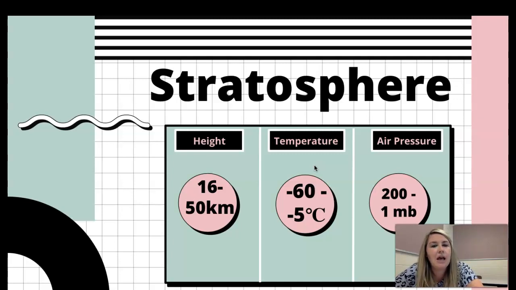As far as height, it goes from that 16 kilometer mark up to 50 kilometers. So it's drastically bigger than the troposphere was. And for air pressure, it goes from 200 millibars all the way down to 1 millibar. So the air pressure is drastically decreasing as we go up.